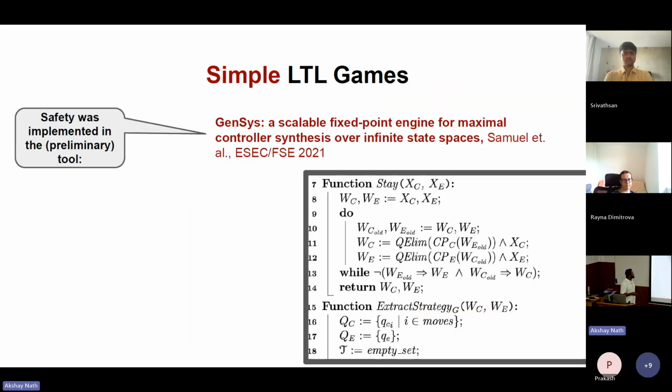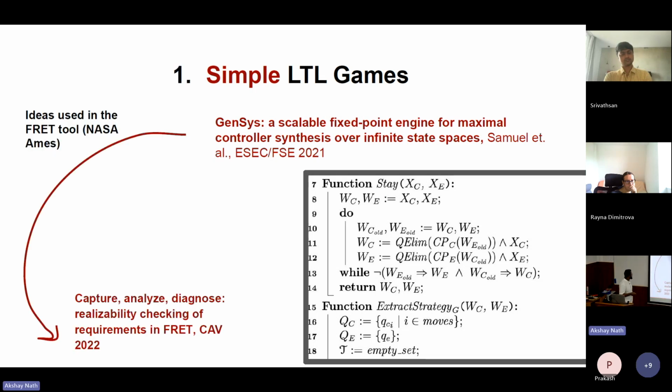So this terminates simple games. And the idea was that we implemented safety in our first work, which was published in FMCAD 2021, and ideas from it were used in the FRET tool by NASA Ames. And this gave us enough motivation to check out what if the games are not really simple. What about general LTL formulae?